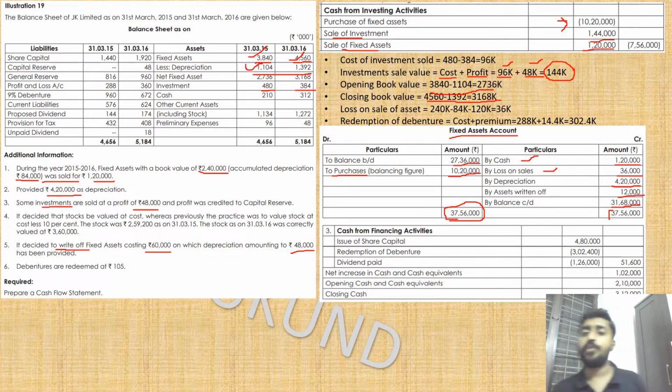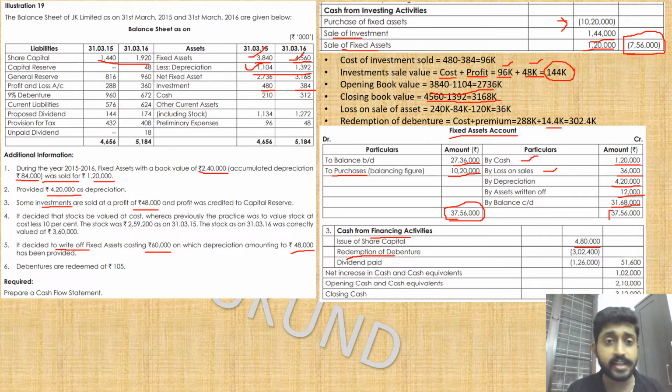So cash flow from the investing activity is a cash outflow, which is 7 lakh 56,000. Next, we can see the financing activity. You can see share capital has gone up to 19 lakh 20,000 from 14 lakh 40,000. So 1920 minus 1440 will give you a cash inflow of 4 lakh 80,000. Next, redemption of debentures. So debentures you have redeemed, and it is redeemed at premium. That also we discussed. The premium amount was 14,400.